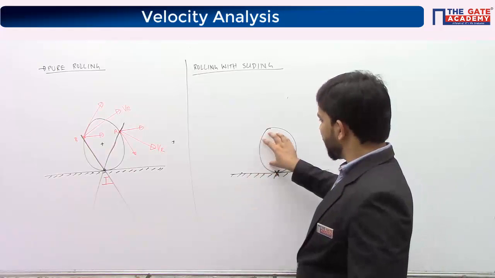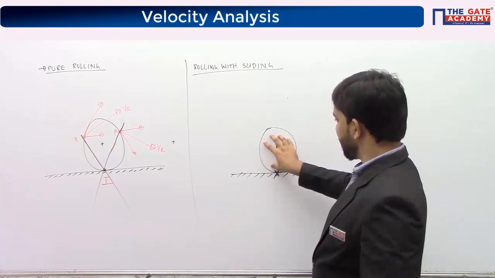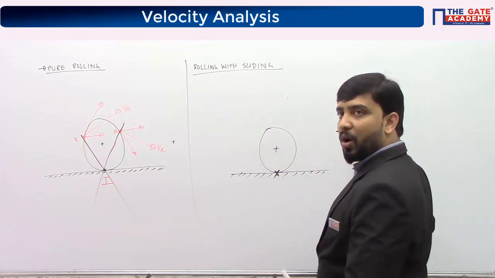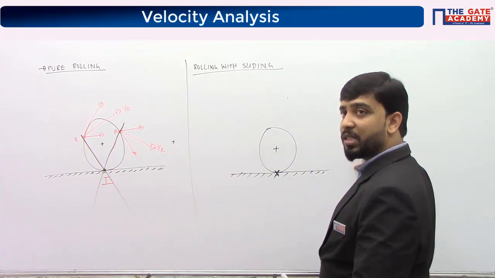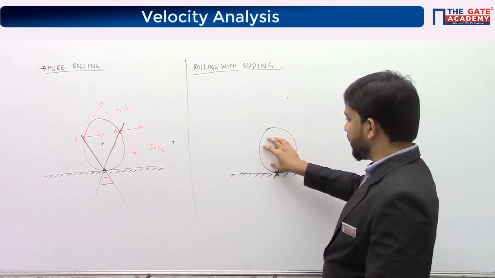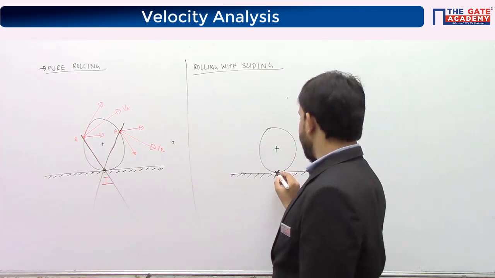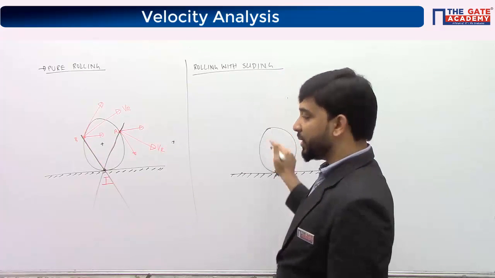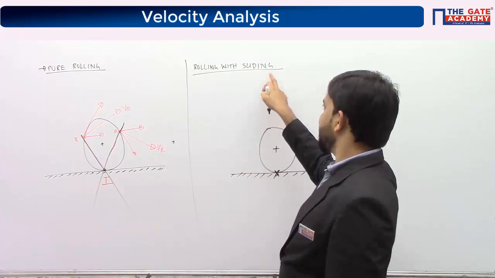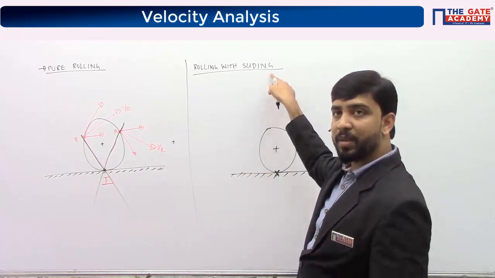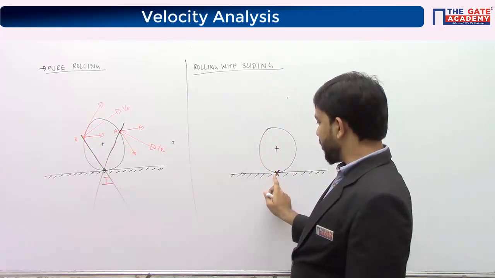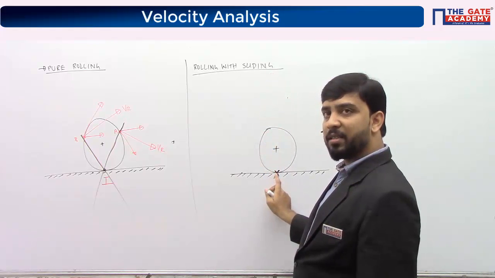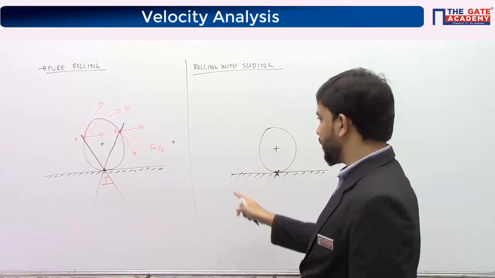If I assume the disk is undergoing pure sliding, all the points on the disk will have the same velocity in the same direction. It's like a sliding pair. For a sliding pair, the I center lies at infinity, in the direction perpendicular to this line. If it is pure rolling, it lies at the point of contact. If it is sliding, it lies at infinity along the line perpendicular to this line.